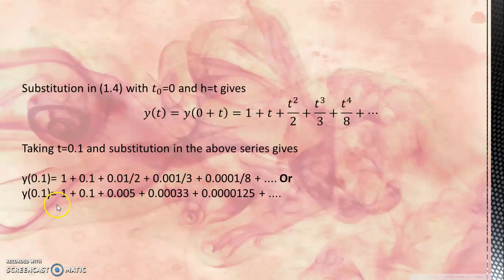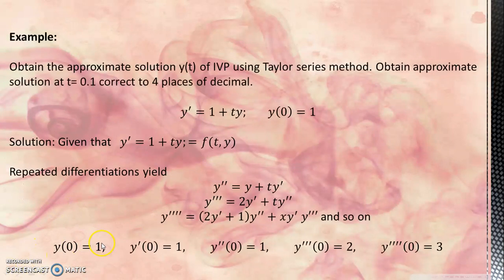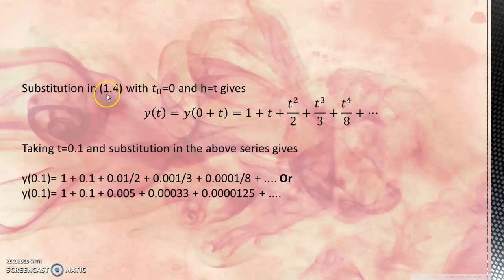y(0) equals 1, y prime(0) equals 1, y second order(0) equals 1, y third order(0) equals 2, and y fourth order(0) equals 3. Substitution in 1.4 with t naught equals 0 and h equals t gives this equation. Taking t equals 0.1 and substituting in the above series gives this equation.